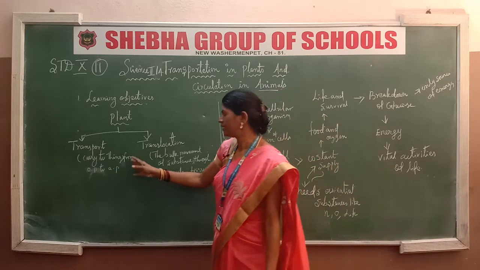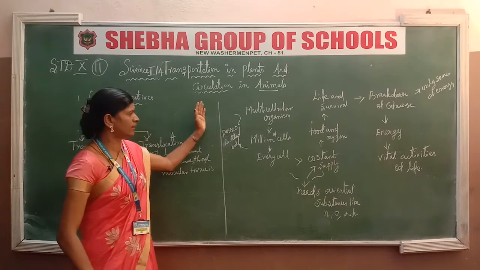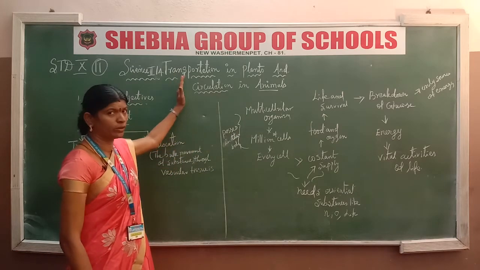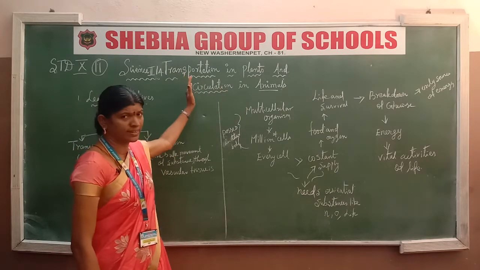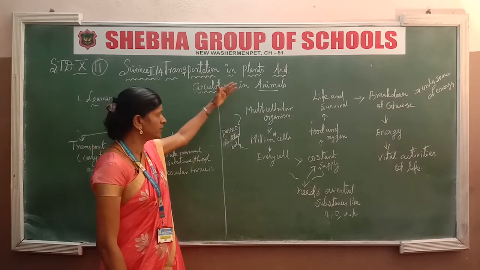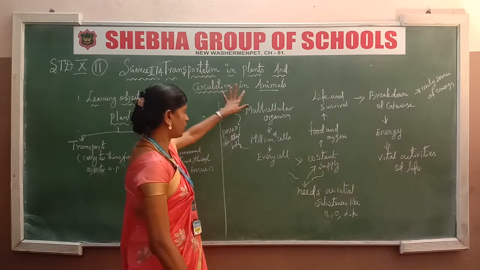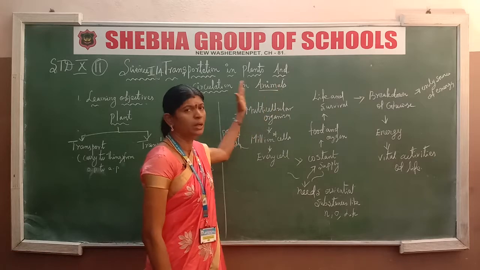Is it clear? Next, transportation. Transportation in plants and transportation in animals. You have already studied transportation in animals. What are they? Blood vessels, heart, circulation, and lymph. That is all the circulation in animals only. Next, the transportation in plants.